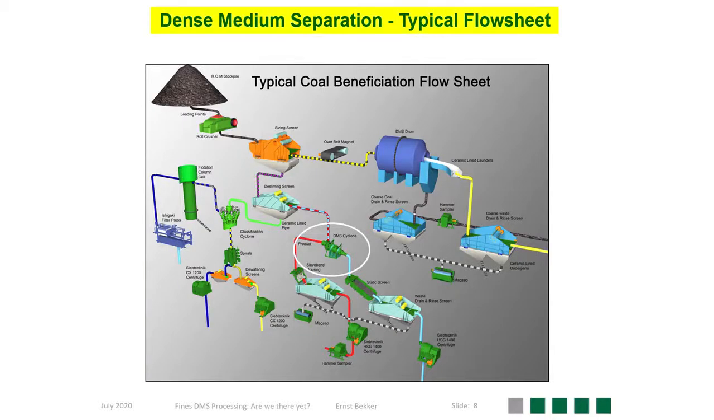A typical flow sheet of a dense media plant shows that the dense media cyclone always forms the heart of the process. On this coal flow sheet, you will see that the fine fraction is reporting to a water-based application, in this example where there are spirals and flotation. The fines dense media separation process is focusing on that territory.